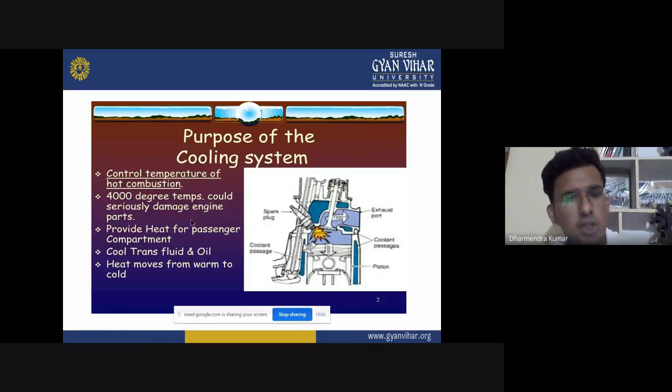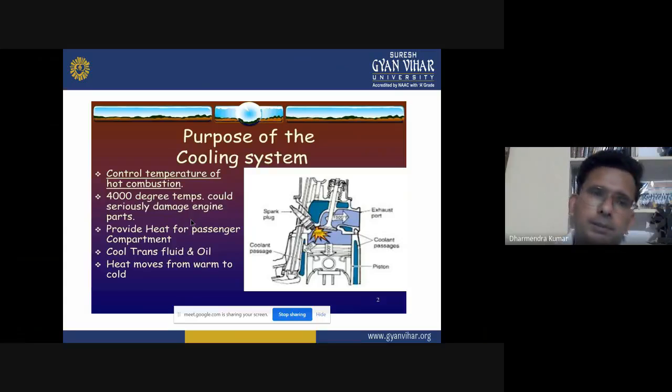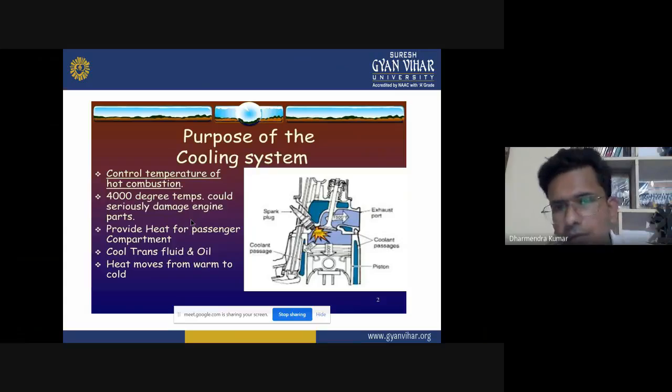Now another one is to provide heat for the passenger compartment. This cooling system also ensures that in the winter season there is transmission of heat around the passenger seats. It cools transmission fluid and oils, and heat moves from warm to cold.